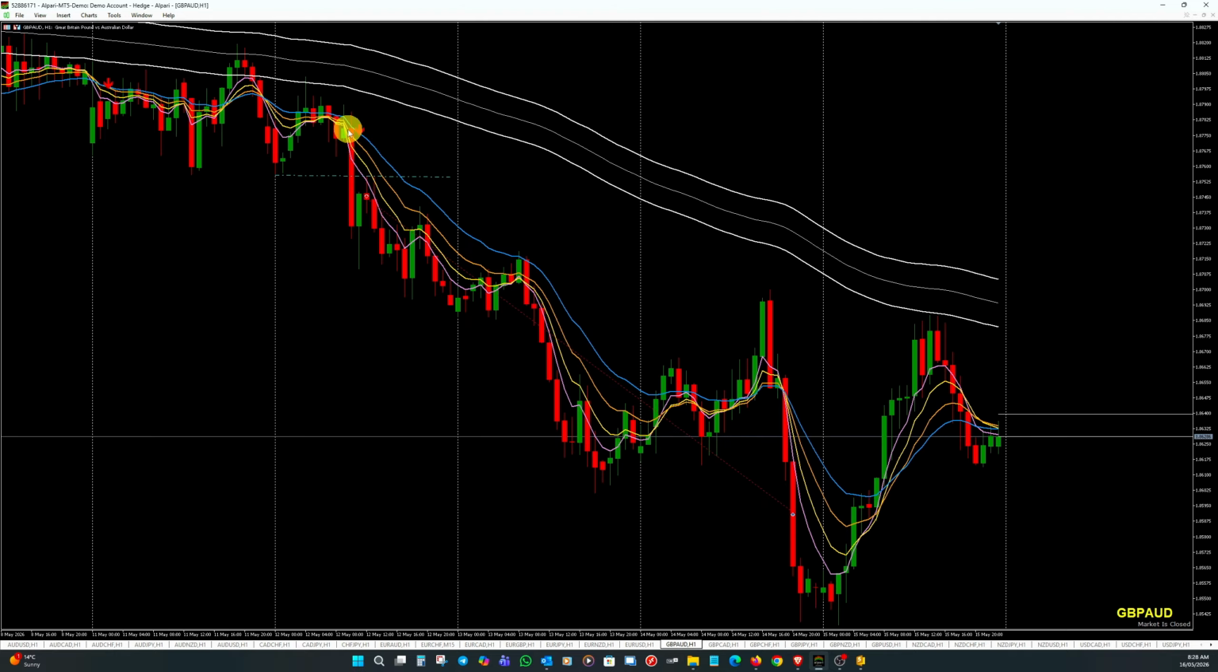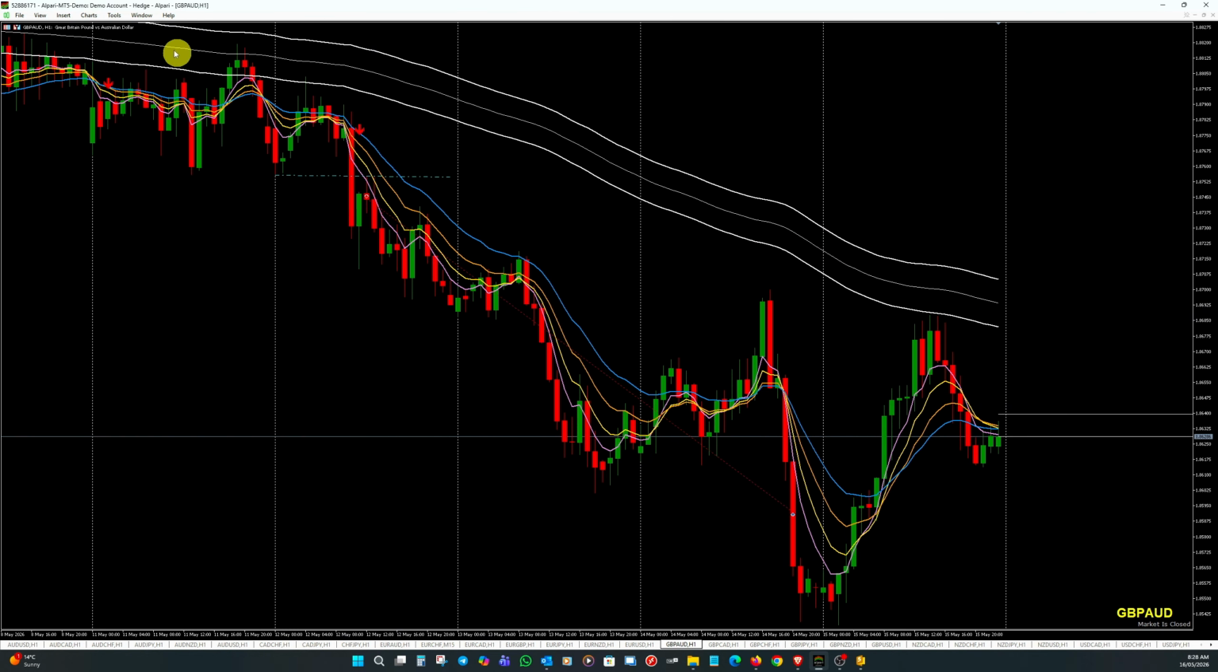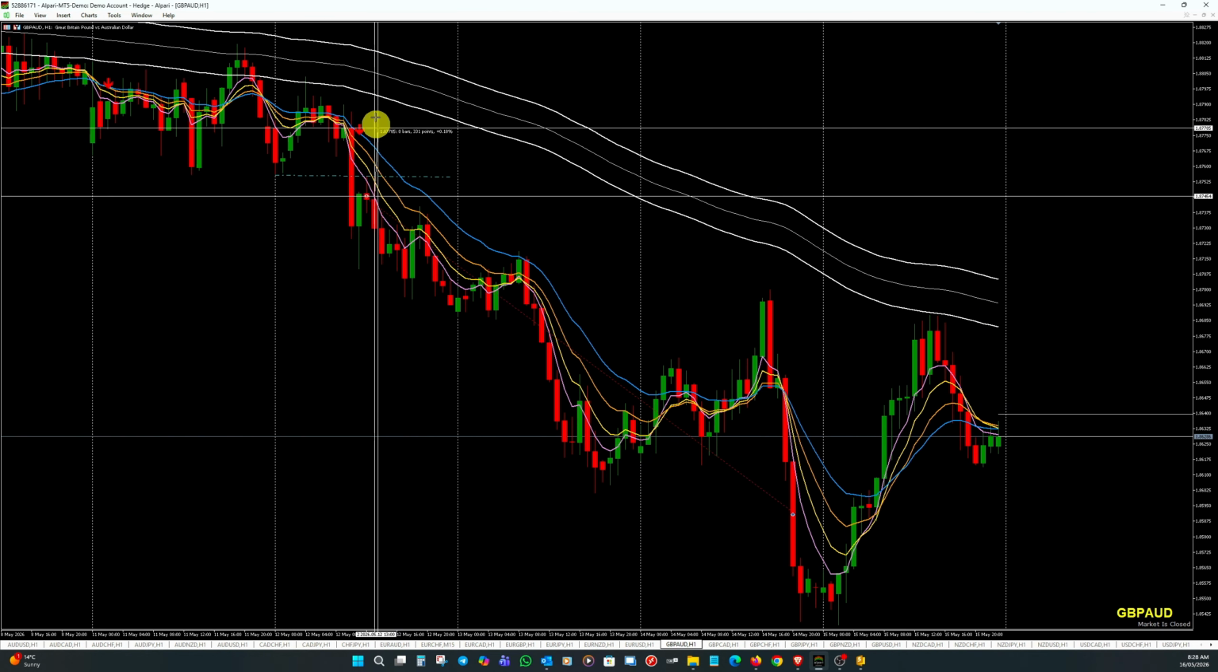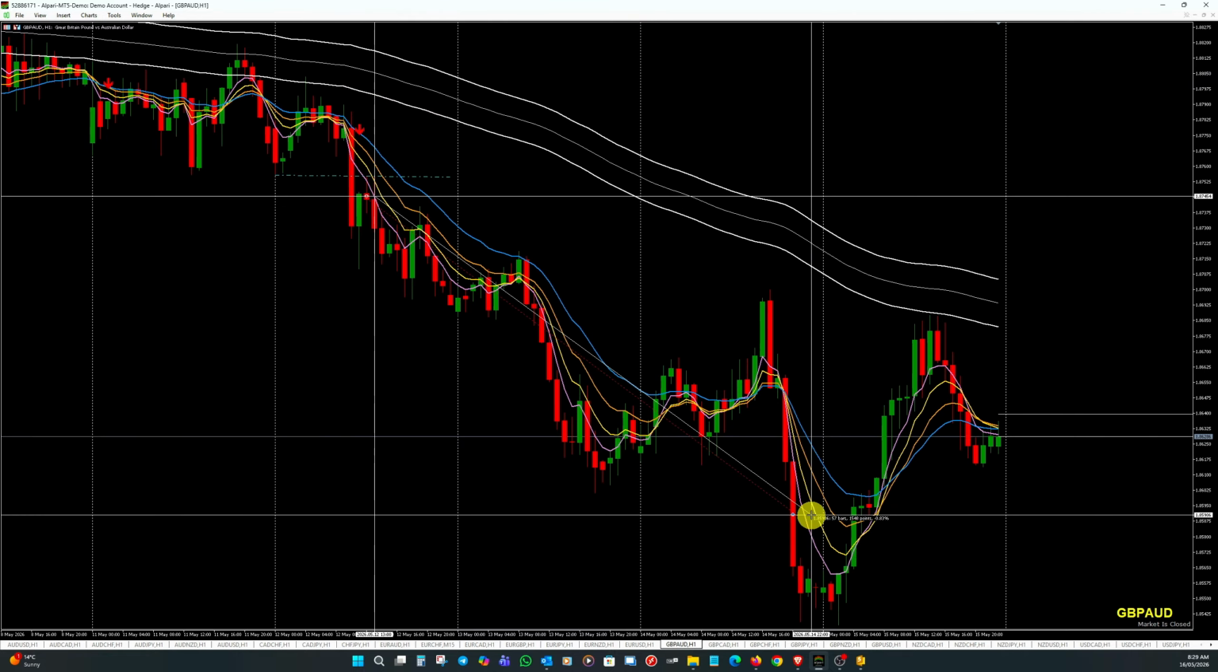When the price closes below this line, which in this case it has, on the next candle we get an arrow drawn. Once the arrow draws, this is our signal to enter a short trade, and in this case we did so here. For the trade, I use a 2R by default. So the stop loss goes above the swing high, and the take profit is 2R.